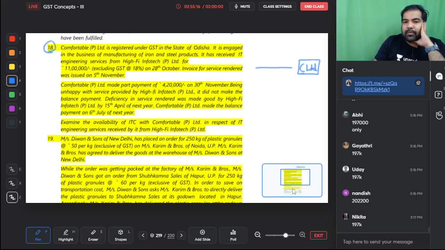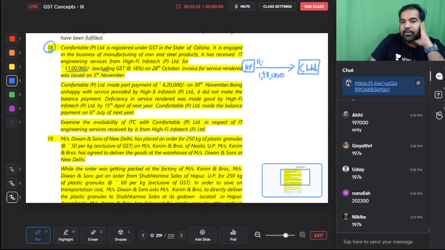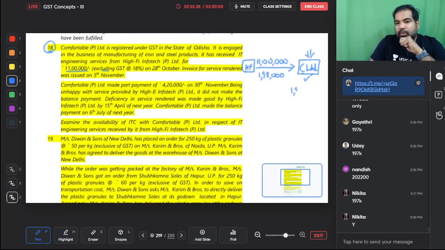They have received some IT engineering services from a company called Hi-Fi, where the service is for 11 lakh excluding GST. So 11 lakh, on that 18% is 1,98,000. So 1,98,000 is the GST, 11 lakh is the main amount. Can you take credit even if you have not paid, guys? Yes, you can take credit of 1,98,000.